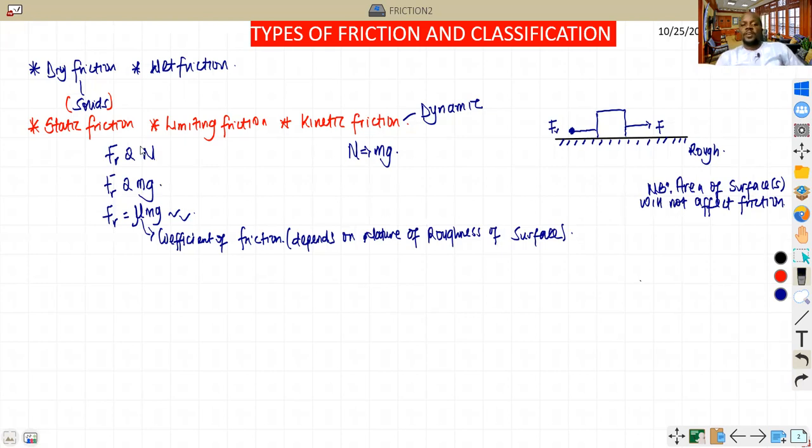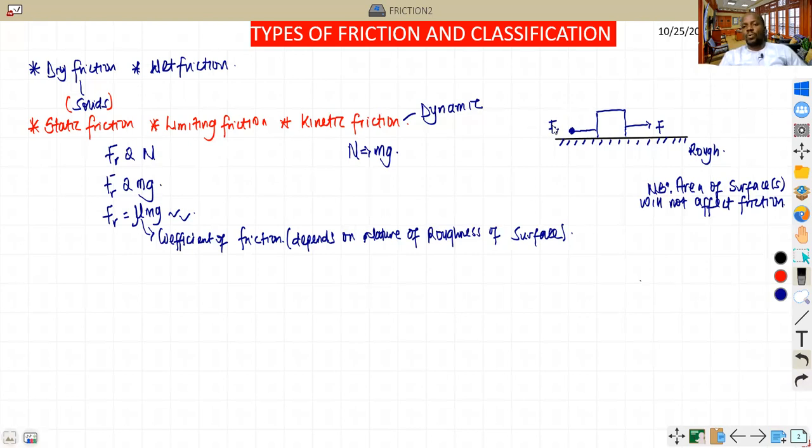Now, so far, friction is proportional to what? From the formula we have now, F equals mu mg, whereby mu is called the coefficient of friction. What we are saying is that the frictional force is proportional to the normal reaction. The normal reaction affects friction. The higher the normal reaction, the higher the frictional force.